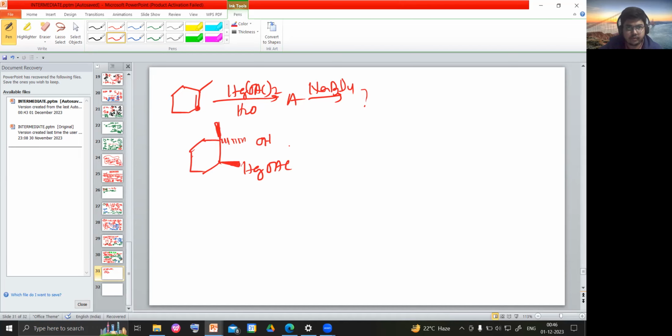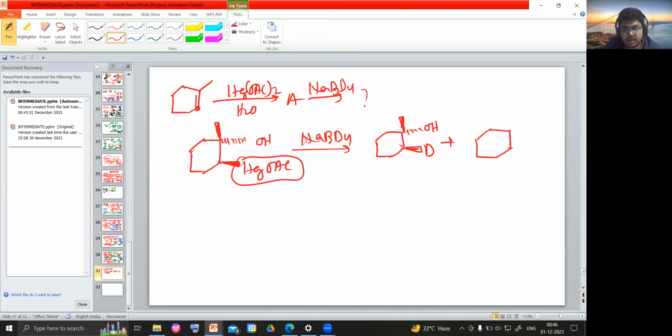I am showing you from one structure. Now NaBD4 will add deuterium at the HgOAc position. So finally our product, we are getting OH here, deuterium, plus another product where above the plane will be OH and below the plane will be deuterium.